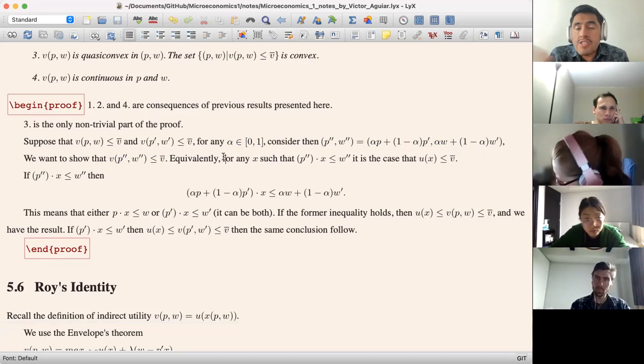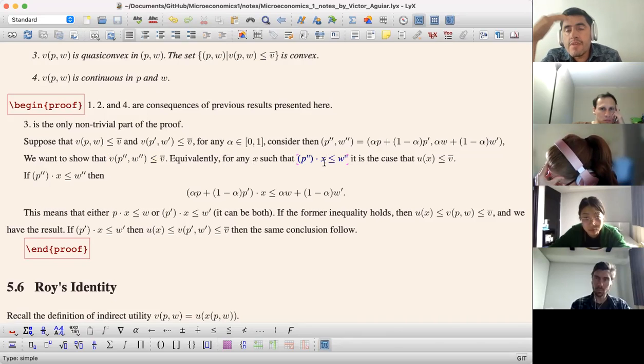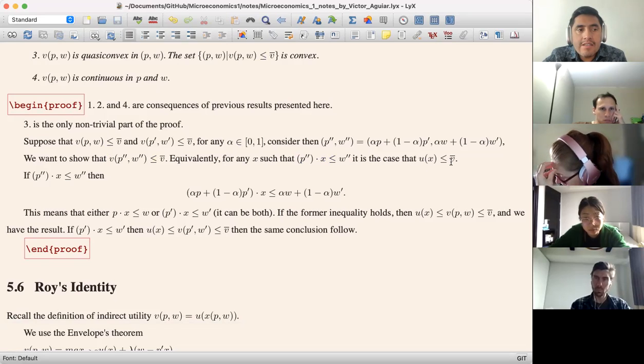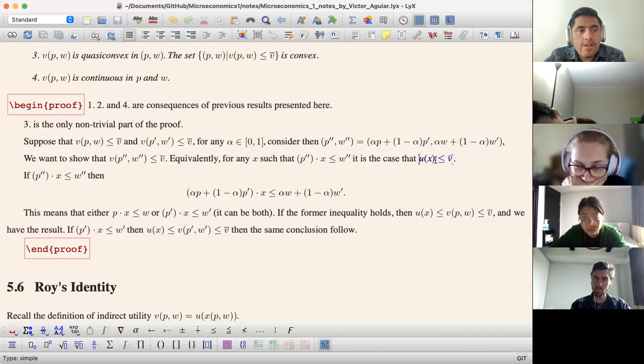Now, it turns out that this statement is equivalent to the observation that for any X that is affordable according to the third budget, P double prime, so take any X that is inside that budget. Now, if that's the case, you remember that U of X is less than or equal to U bar, that is the assumption that I want to show, basically it will mean the following.